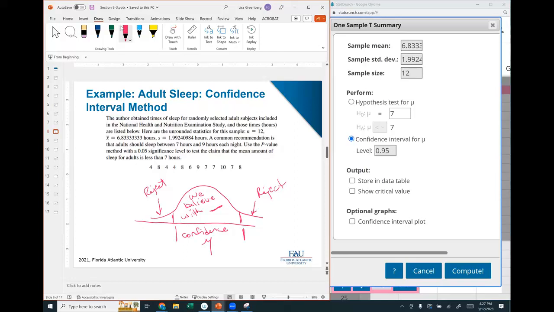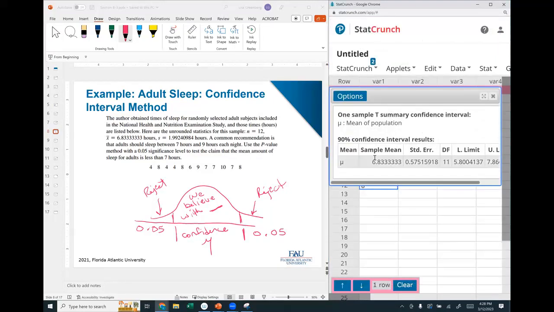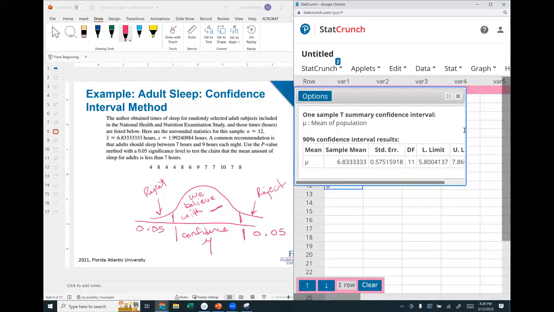Well, if this is 0.05, then this also has to be 0.05. And now, instead of the 95% which we would have thought we should have, we actually have a confidence interval of 90%. Let's compute. And we get our lower limit is 5.8. Our upper limit is 7.87, basically.